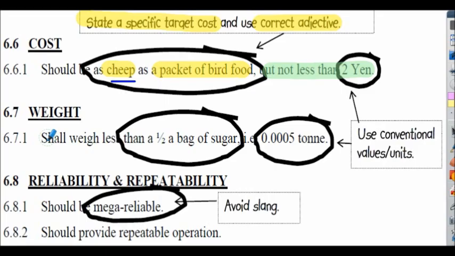If it refers to the weight, it says the weight shall be less than half a bag of sugar, or 0.0005 ton. We should always use conventional units. I would suggest the yen really should be in terms of pounds or dollars, and the half a bag of sugar and the 0.0005 ton really should have been stated as 0.5 kilograms, or even preferably in newtons. So we always use conventional values in units within the specification. Again, there is a slang term here, and it says it should be mega reliable. We should avoid the slang, and of course mega reliable is absolutely meaningless to a design engineer.